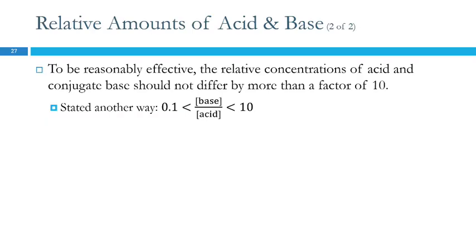Well, of course, it's not always going to be equal amounts. The range where it's reasonably effective is where the ratio of base to acid is between 0.1 and 10. So that means the base and the acid, one is no more than 10 times bigger than the other one. If that's the case, then you've got a reasonably effective buffer.